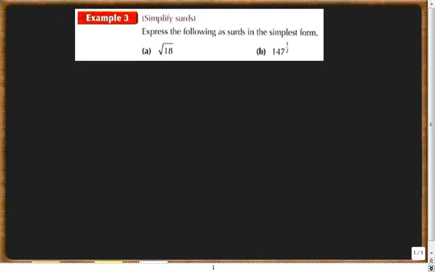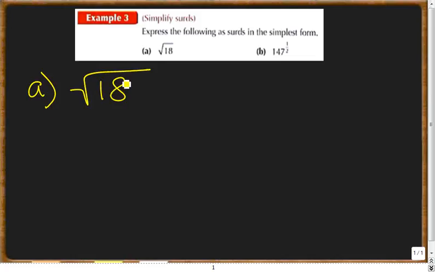Okay, now it says to express the following as surds in the simplest form. When you see that term surd, it just means something that is irreducible. We can't turn it into something else in a simpler way. So the first problem says the square root of 18.